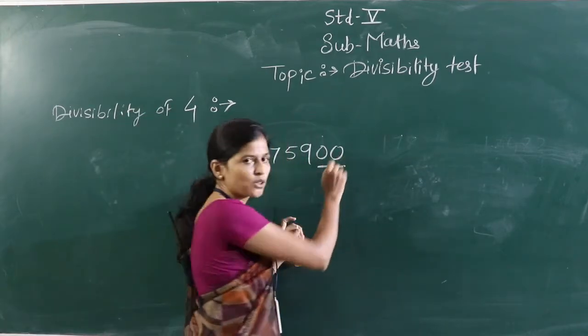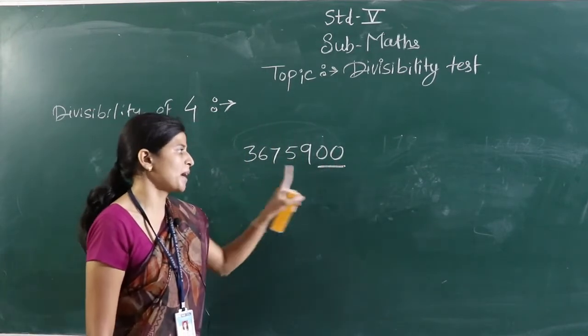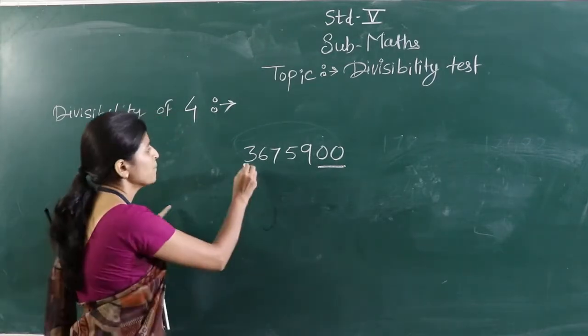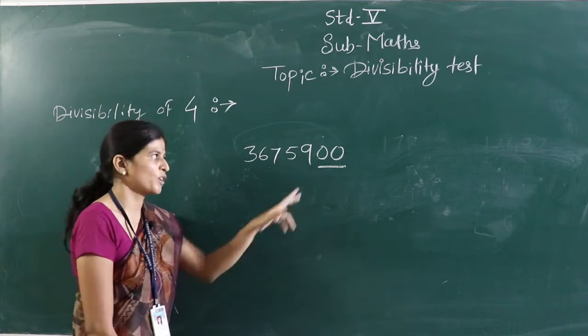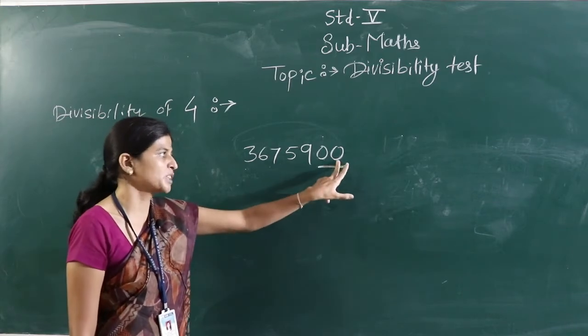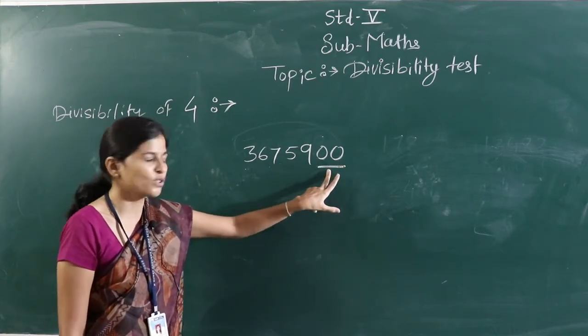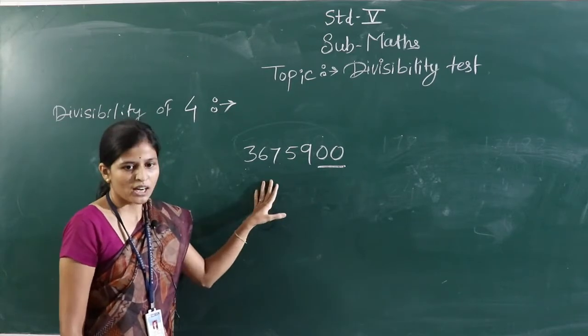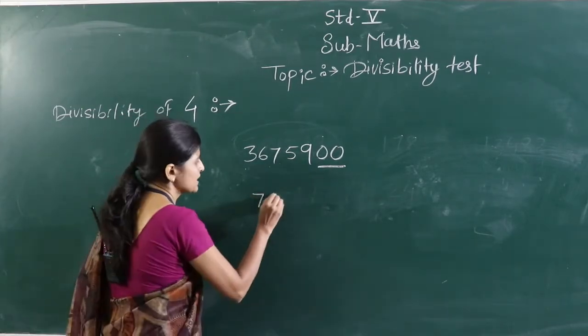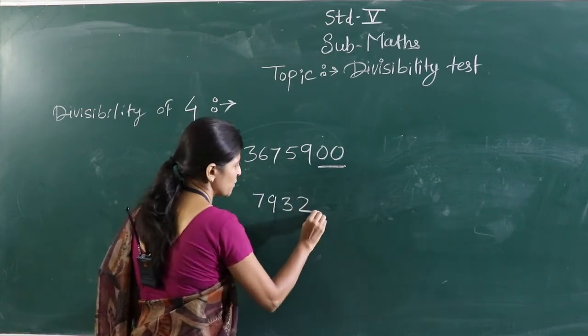Last number is 00 and 00 is divisible by 4, that means the number 3675900 is divisible by 4. यहाँ पे last 2 digit 00 है और 00 4 से divide होते हैं, that means the whole digit is divisible by 4. Again we take another example, that is number 7932.